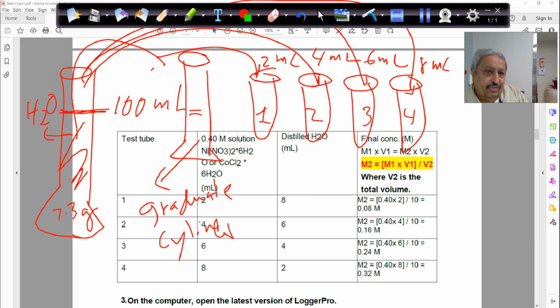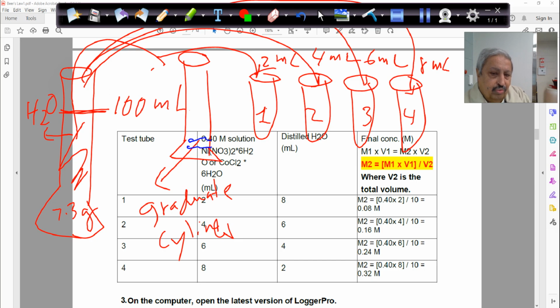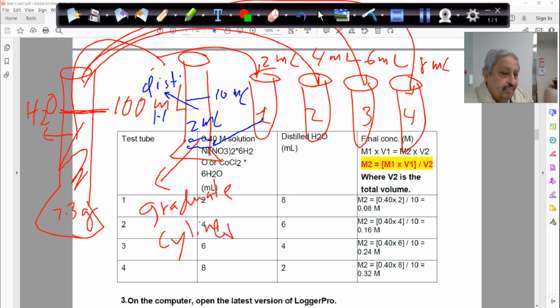So what you will do here, for the first one you take the 2 mL, correct? And now you have 2 mL here, for example, the first one. You will add distilled H2O up to 10 mL. So how much H2O will you add? Here 8 to make 10. How many in the second one? You took 4 mL from this flask, measured with the graduated cylinder, and you will add 6 mL, so that all your solutions have 10 mL.